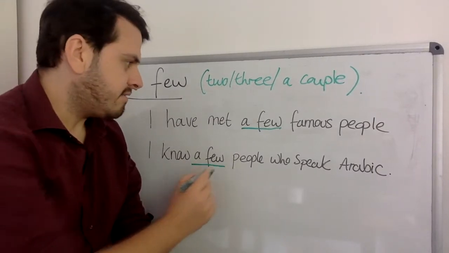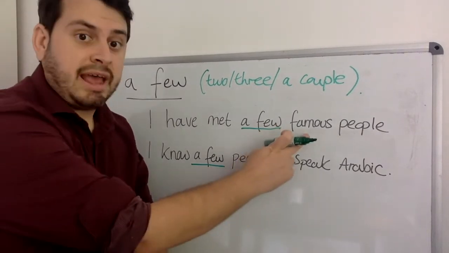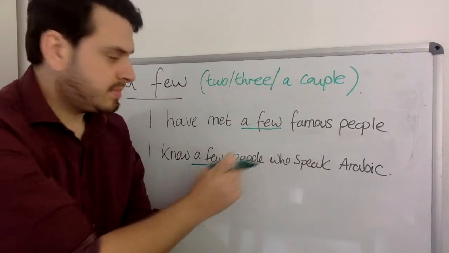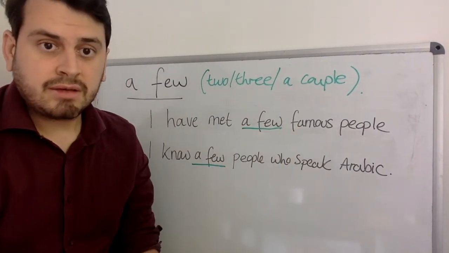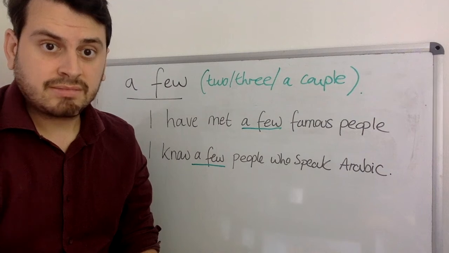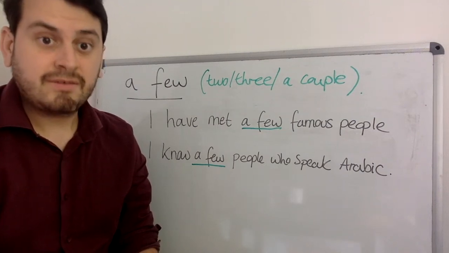And here we have a few. Notice that a few goes before the noun. So famous people and a people. Both of these are plural nouns. So that's a few. Now let's consider few.